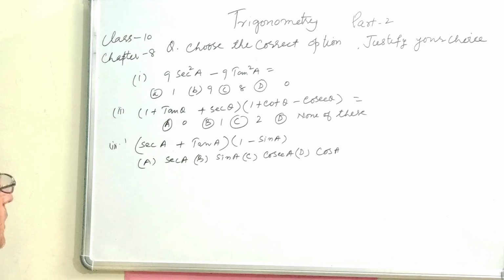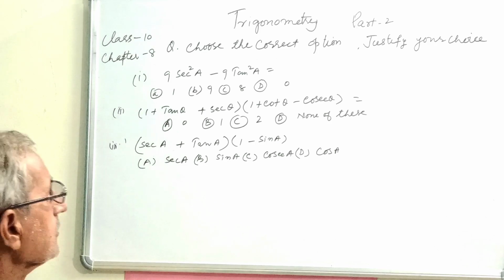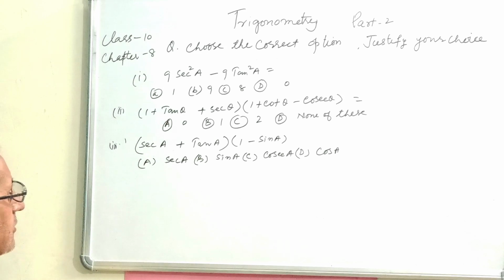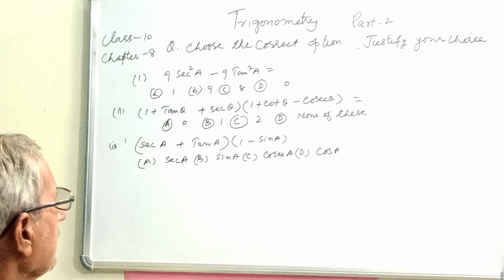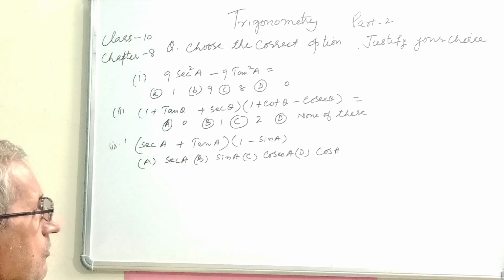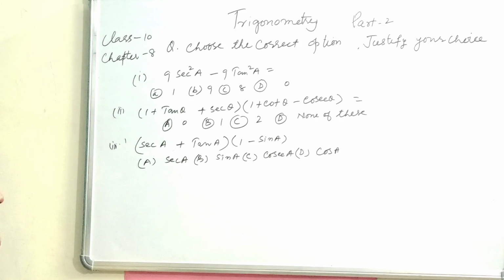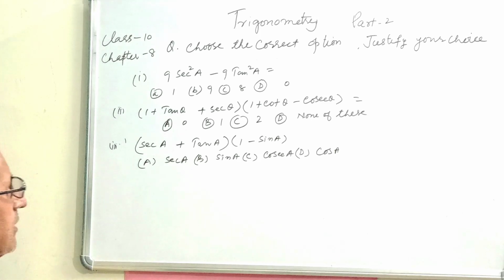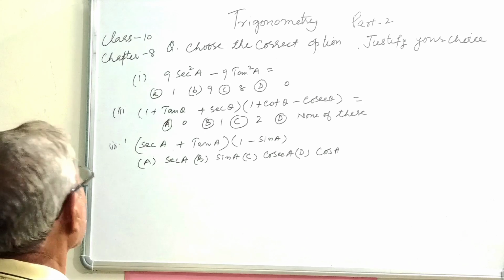So second part, 1 plus tangent theta plus secant theta into 1 plus cotangent theta minus cosecant theta, that will be equal to either 0, 1, 2 or none of these 4 options. So you have to select which one will be the correct one. And third part, secant A plus tangent A into 1 minus sin A. So what will be the options? Secant A, sin A, cosecant A or cos A. So let us take first part.